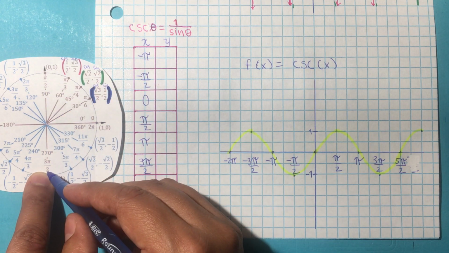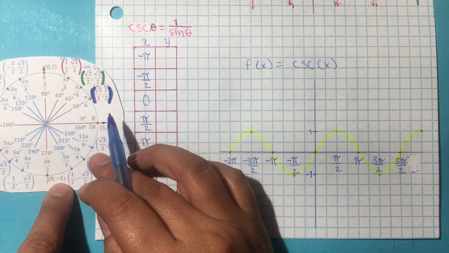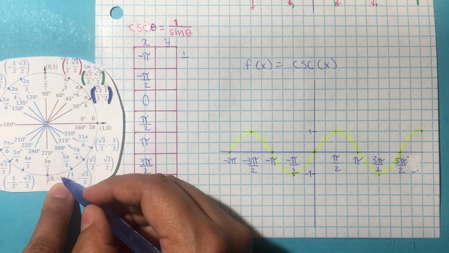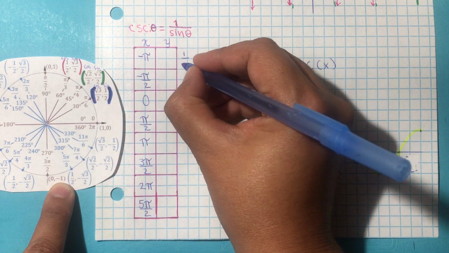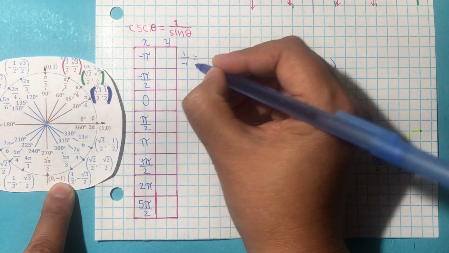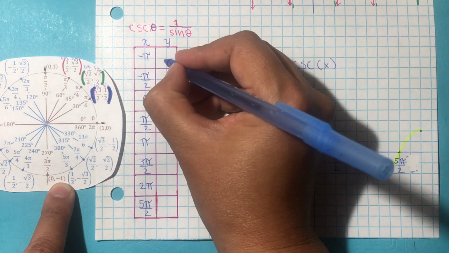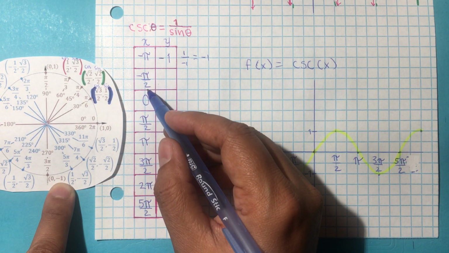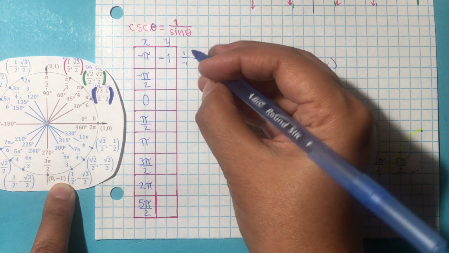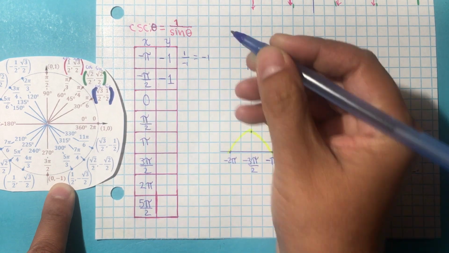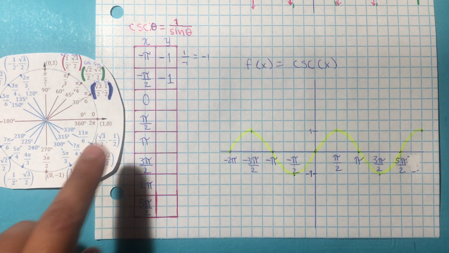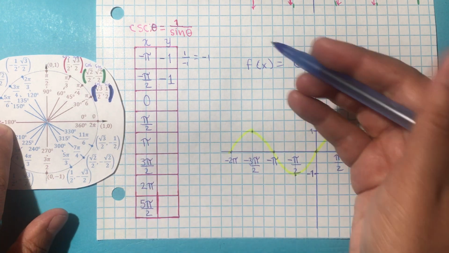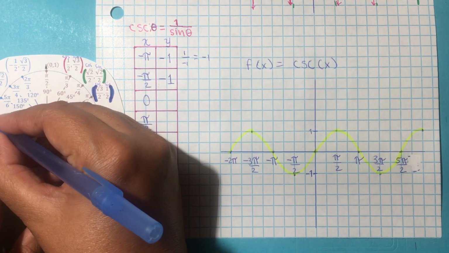So going back, the negatives would be 1 divided by the sine. Remember that the sine is the y value, so it's -1. And so 1 divided by -1 is -1. That's for -1/2 of pi. Sorry, this is -pi, so it's going all the way over here. So it's going to be 1 divided by 0.